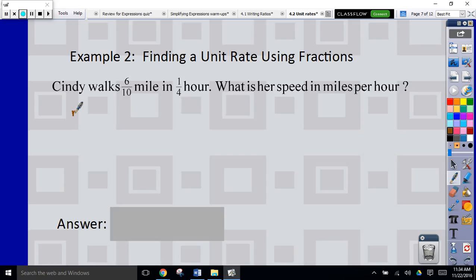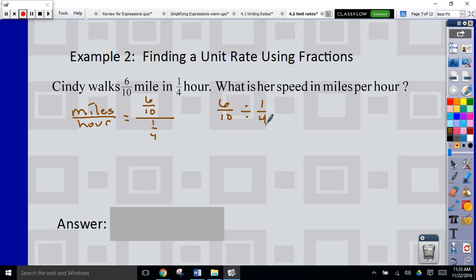6/10 over 1/4. We want miles per hour. So we want 6/10 over 1/4. Here's one of these compound fractions that we had. We did some work on this when you did expressions on Study Island. So this just means 6/10 divided by 1/4, but it's kind of like fractions within a fraction. So I'm going to write this out using just a regular division sign because it's easier to keep track of what we're doing. It means 6/10 divided by 1/4.